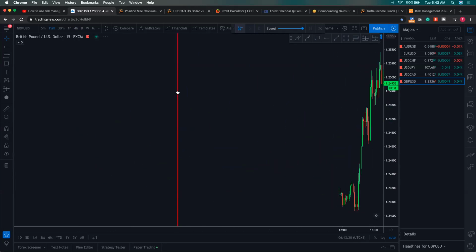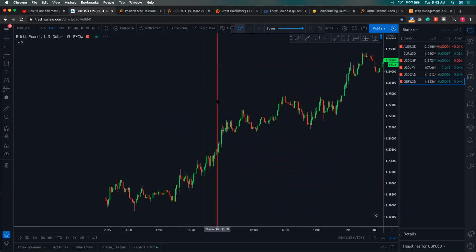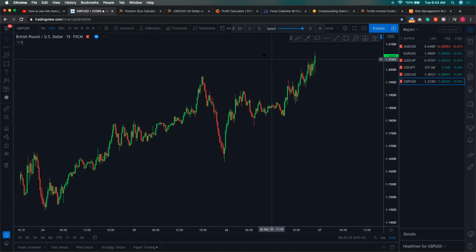I will not look at the screen right now. I'm going to just choose a random area. I will not look at the screen and then I will just click on it. And then I will start looking at the screen and I will start to analyze the chart.